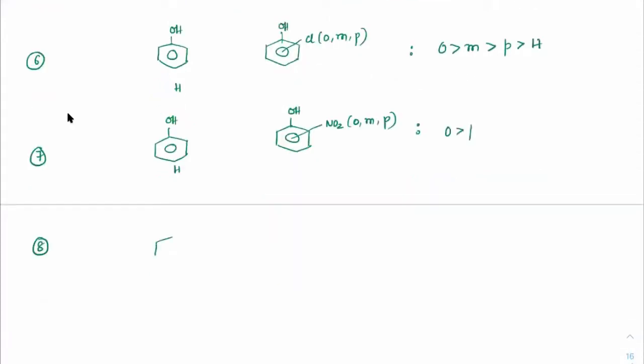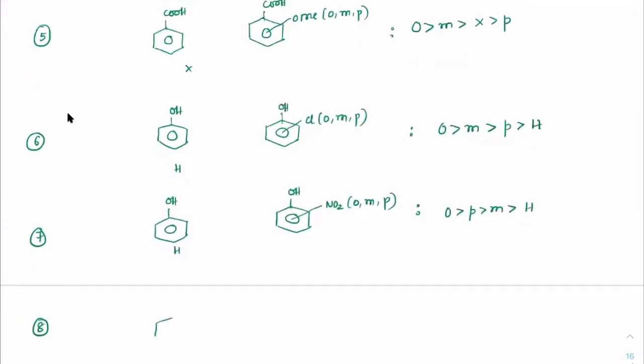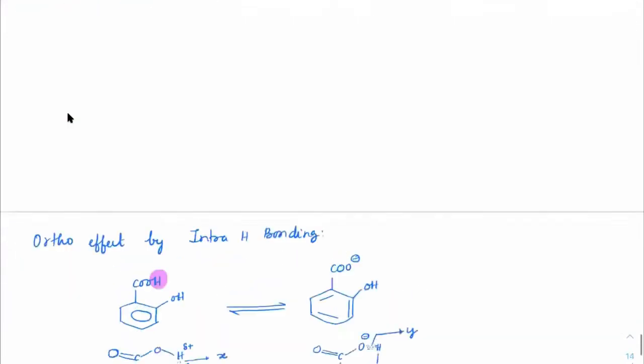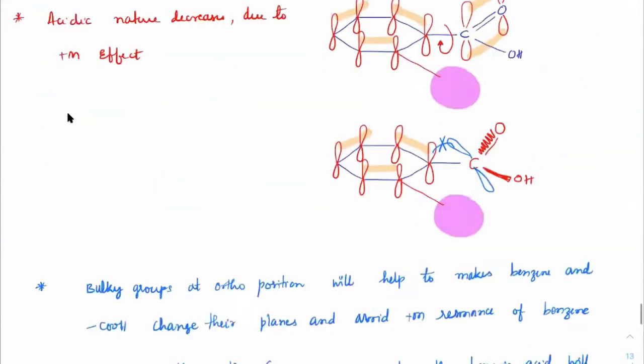Ortho, para, meta, H. Can you check whether this OH will give an ortho effect? No, the ortho effect is only valid for benzoic acid. Please remember that. The ortho effect is not valid for phenols. It is only valid for benzoic acid. Now, I told you that as a special case, which is where we started today.